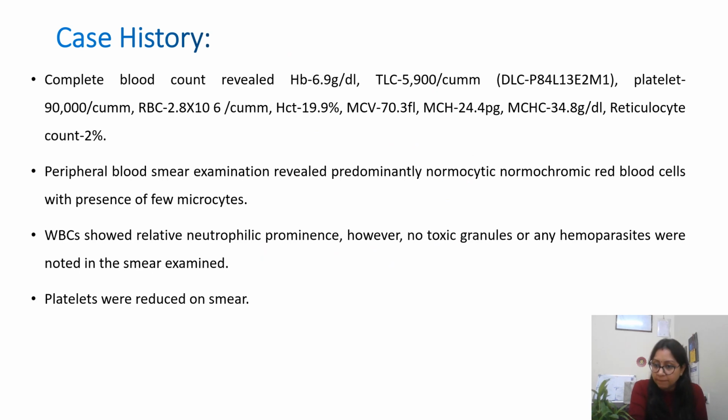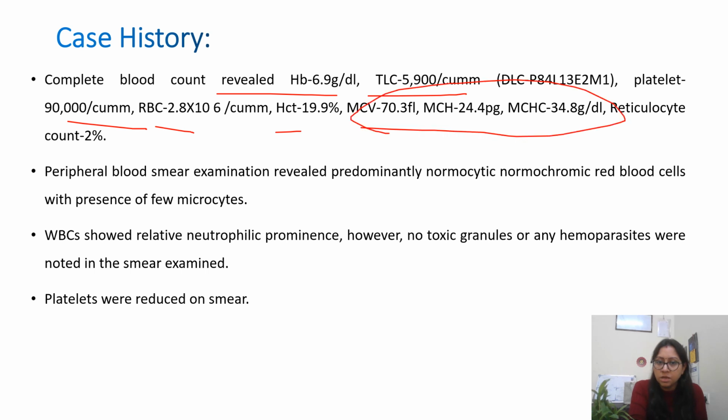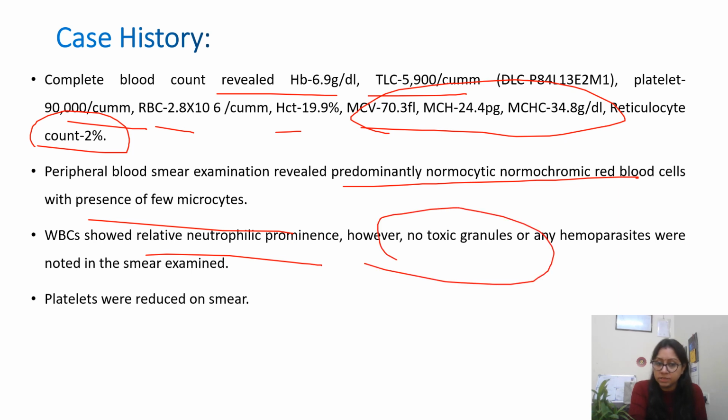When we took the lab investigations, complete blood count revealed decreased hemoglobin, TLC was okay, platelet was reduced, RBC was reduced, hematocrit reduced, all the red cell indices were reduced, and reticulocyte count was 2%. Peripheral smear revealed predominantly normocytic normochromic RBCs with presence of a few microcytes. WBC showed relative neutrophilic prominence, however no toxic granules or any hemoparasites were seen. Platelets however were reduced on smear.